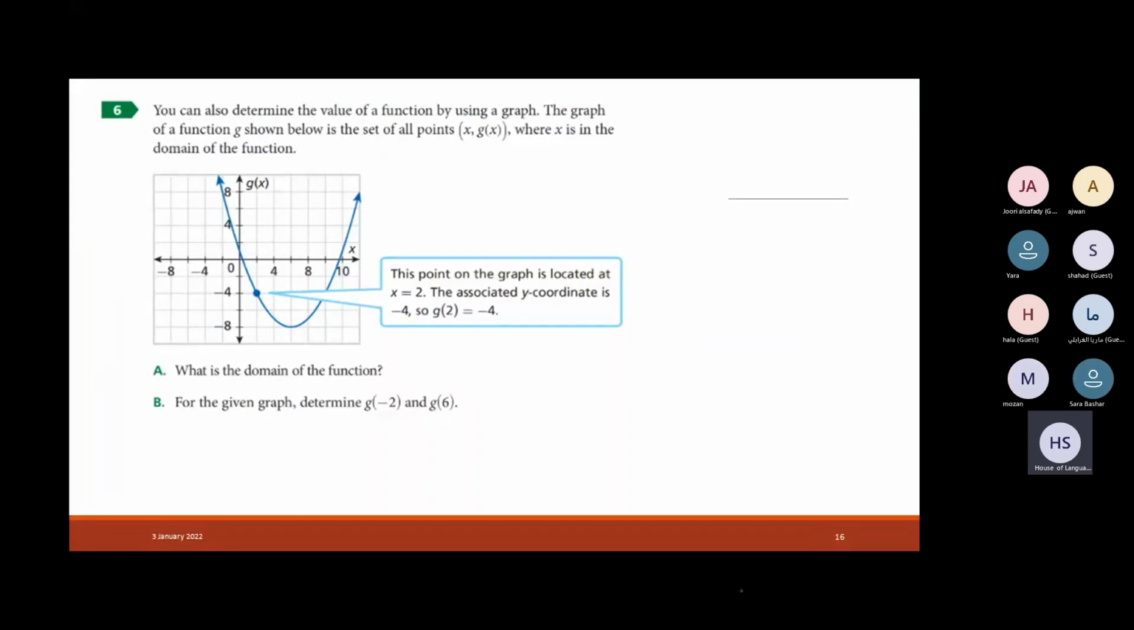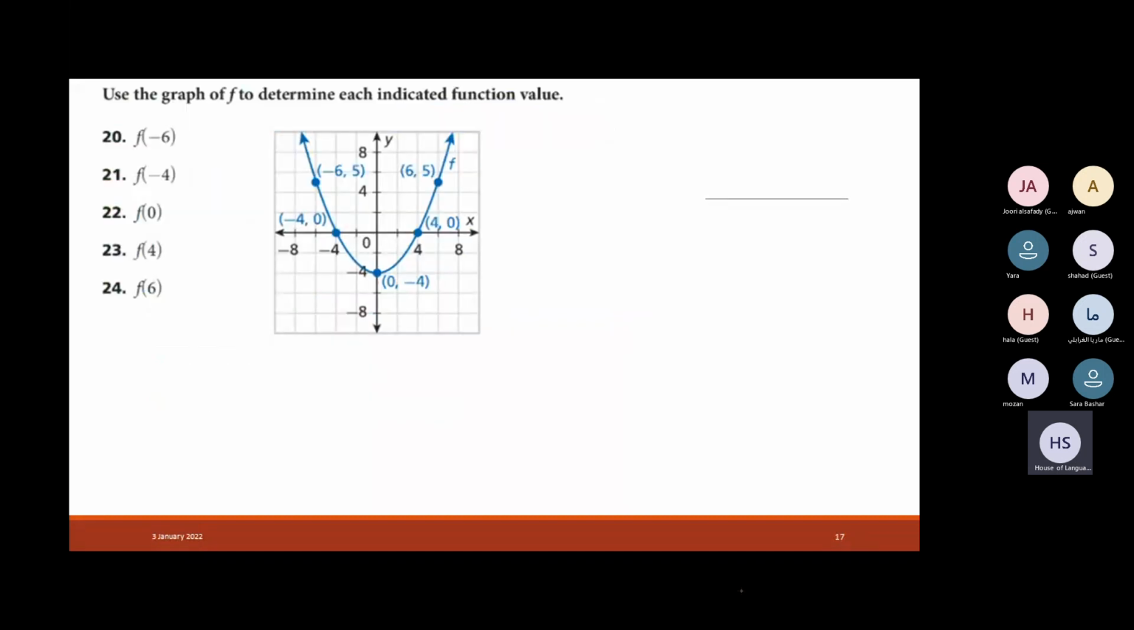Let's come back. So we can find or determine the value of the function from the function itself, or from the function notation, or from the graph. Now, before looking at this one here, let's go to solve.